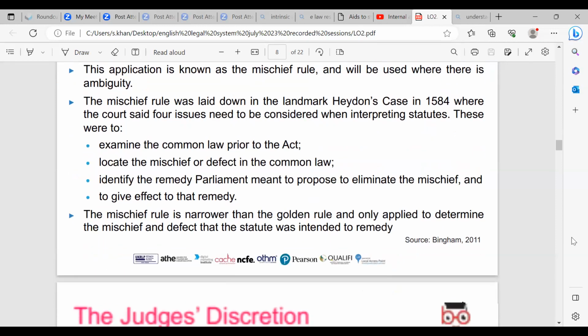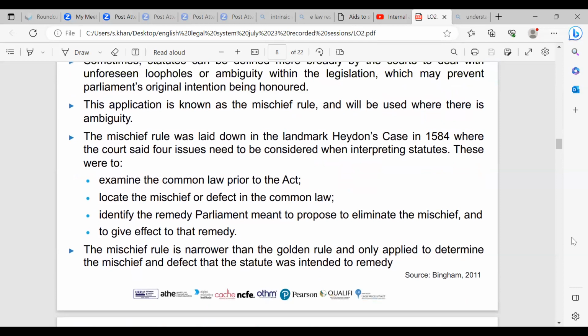The mischief rule is narrower than the golden rule and only applied to determine the mischief and defect that the statute was intended to remedy. The mischief rule requires the court to look at what the law was before the legislation was passed in order to discover what gap or mischief the legislation was intended to cover. The court is then required to interpret legislation in such a way to ensure the gap is covered, as we mentioned earlier in Heydon's case 1584.